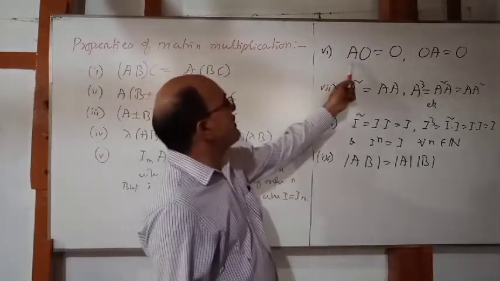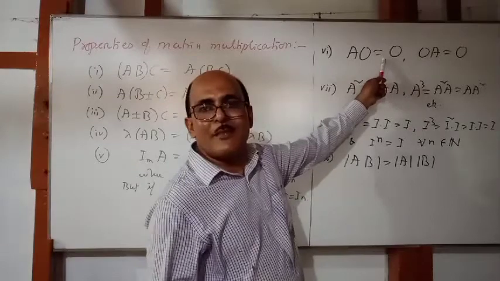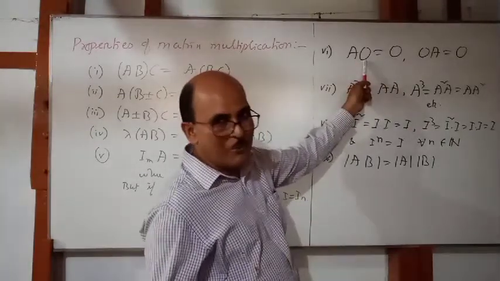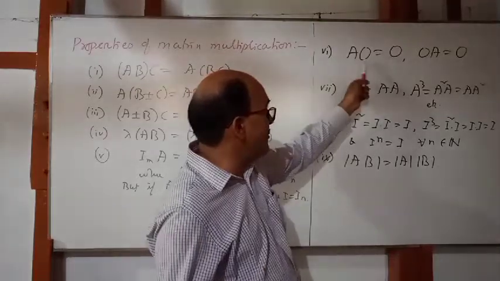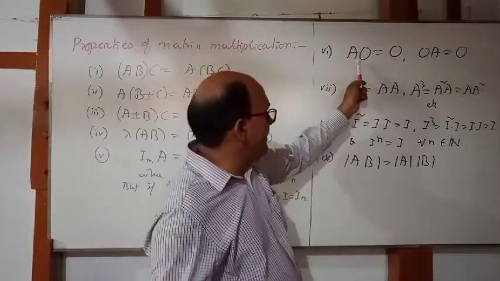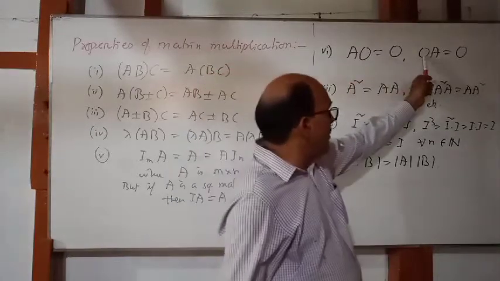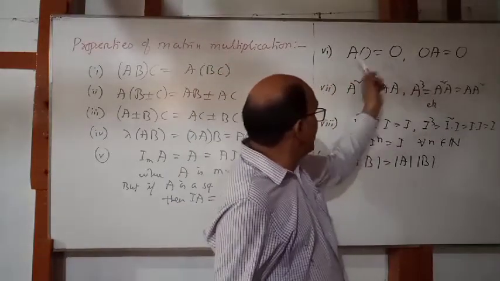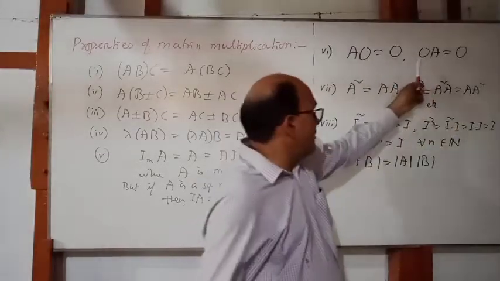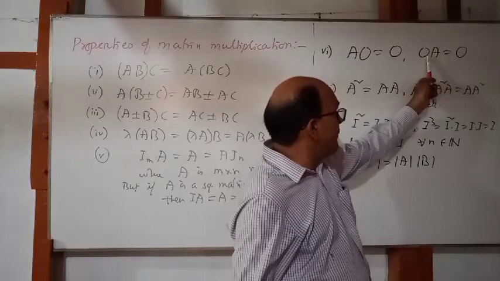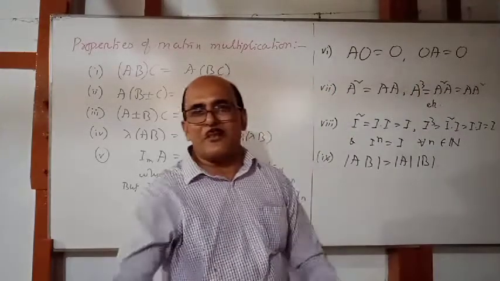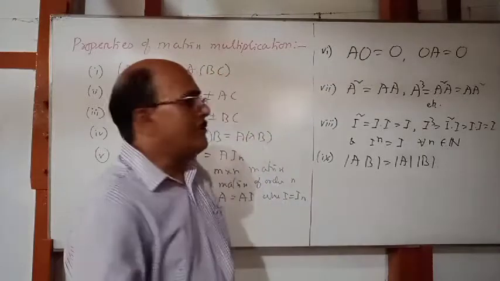Then number 6 is A into O equal to O, the null matrix. A is a matrix, O is a null matrix, but of course of suitable size, means the number of columns of A should be equal to the number of rows of this O, and only then you can multiply, and the result is a null matrix. Similarly, O into A equal to O. Both this right side O and this left side O may not be the same, because A may not be a square matrix. So for O into A, the number of columns of O should be equal to the number of rows of A. The answer is again a null matrix. Every element is zero, so the sum of products will automatically be 0, all zeros.